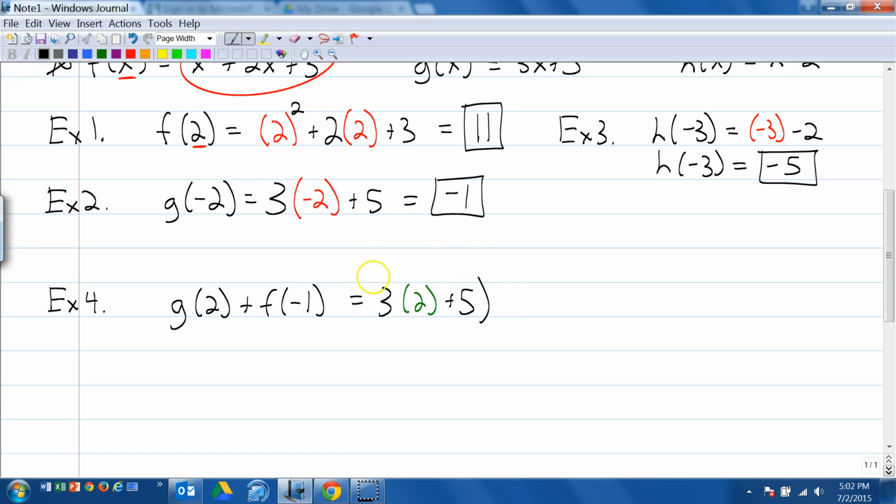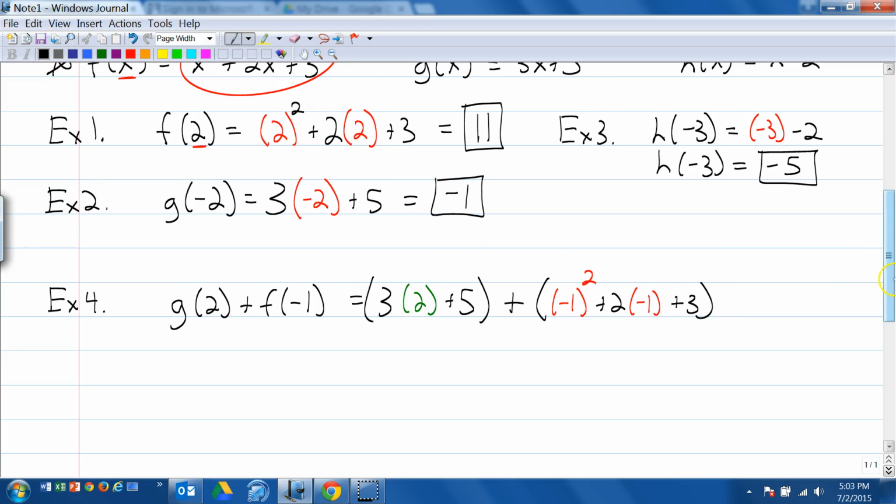And that's the first function, plus the second function evaluated at negative 1. And you can do these separately too if you wanted to. I'm just showing you how to do it in one big equation. So this turns into a negative 1 squared plus 2 times negative 1, because again we're putting a negative 1 in, plus 3.